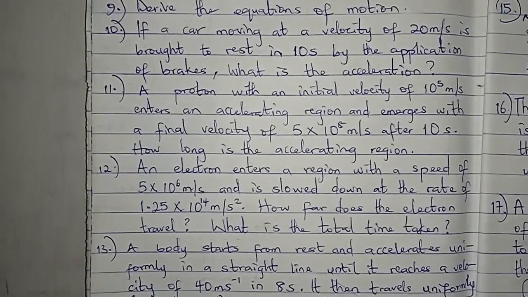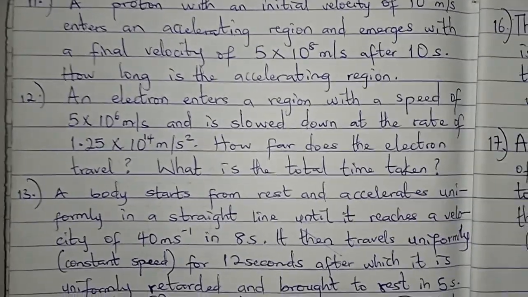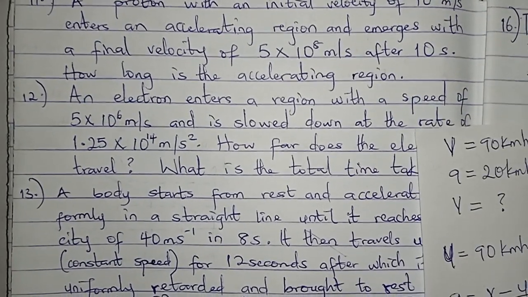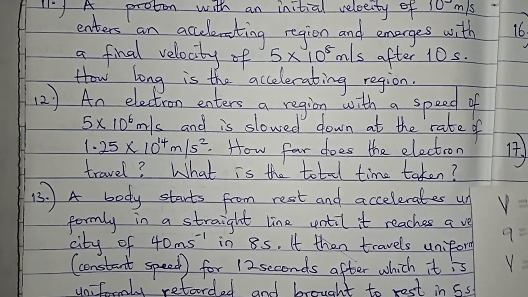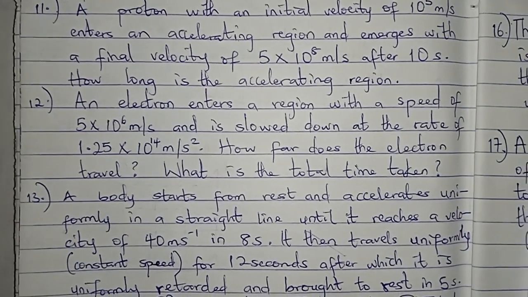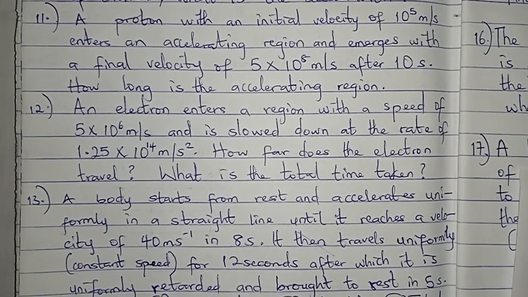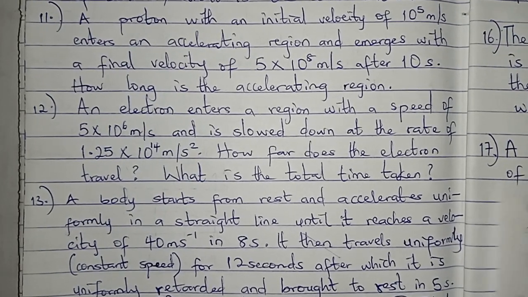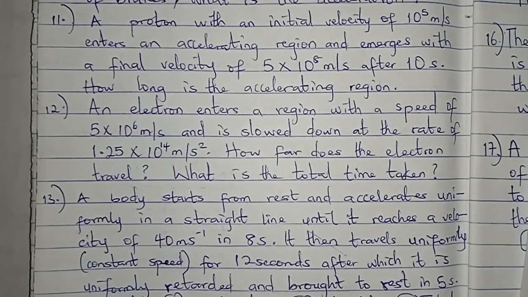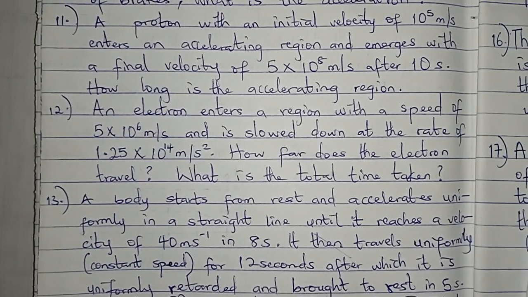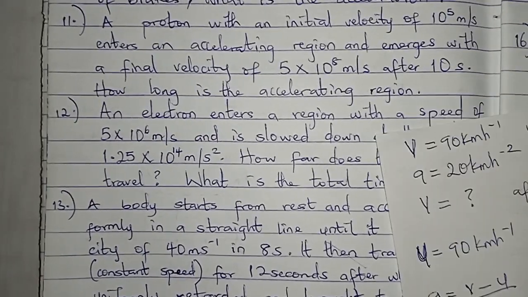Okay. Question 12 says an electron enters a region with a speed of 5 times 10 raised to the power 6 meters per second and is slowed down at the rate of 1.25 times 10 raised to the power 14 meters per second squared. How far does the electron travel? So it entered with a speed of, and is slowed down at the rate of. Now after that they ask what is the total time taken. So let's just write.